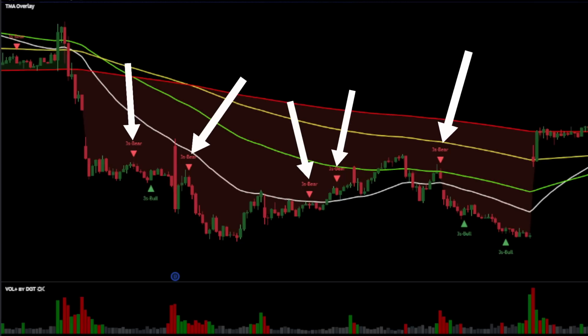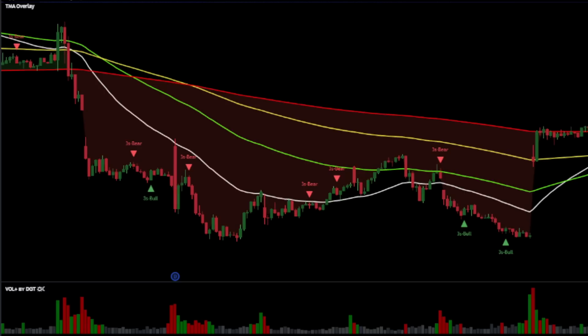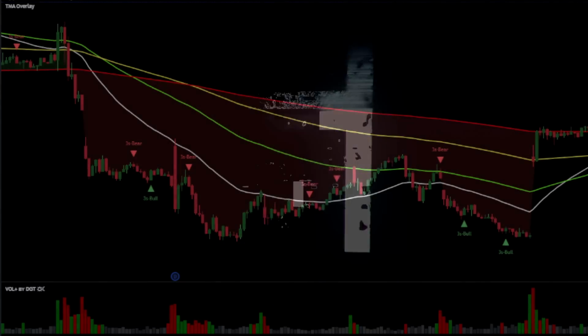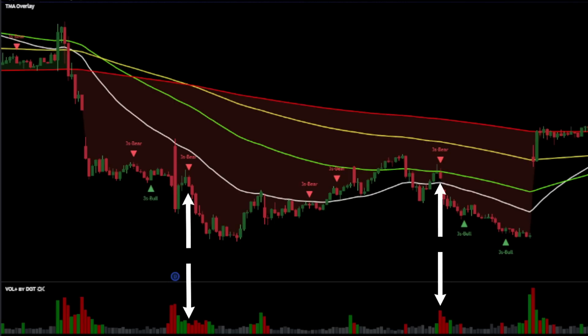In this example, we have 5 signals from our main indicator, but only 2 signals are valid. Do you remember the reason? It's because of the volume. I'm glad you're already understanding better.